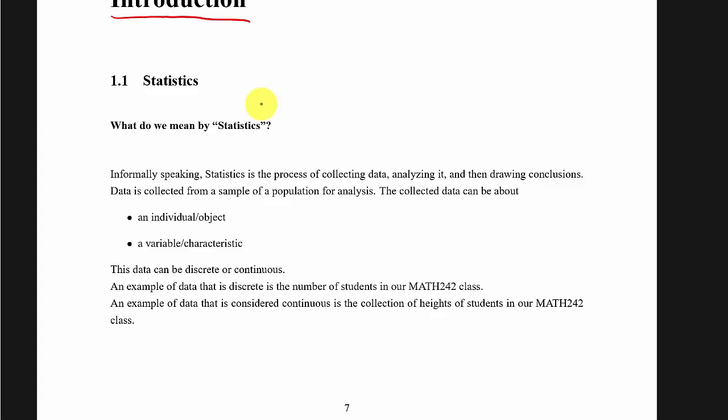Okay, so let's talk a little bit about this. An example of data that is discrete is the number of students, say in our Math 242 class. You can count the number of students. An example of data that is considered continuous is the collection of heights of students in our Math 242 class. You can't count the heights. Okay, so there's your discrete and continuous data.